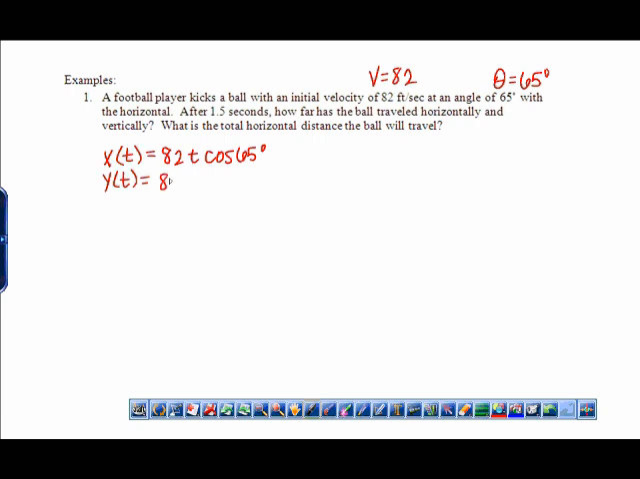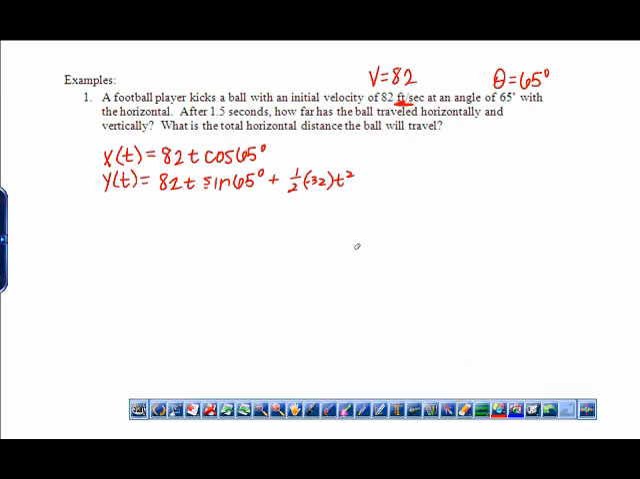Okay, our vertical component is going to be very similar, except that it's going to be sine of 65 degrees, but also we're going to add in 1/2 of our gravity times time squared. Now you have to decide, am I using negative 9.8 or negative 32? In this case, since the units have already been established as dealing with feet, I'm going to put in negative 32 here.